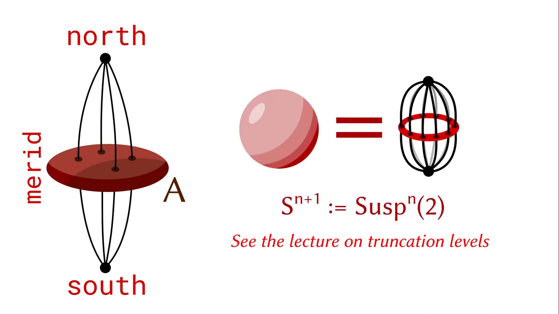The ECDA code follows the same naming convention, where each meridian comes from the north to the south. From the Earth's analogy, you can see that a sphere is a suspension of the circle as the equator. The n-sphere can be defined as the iterated suspension of the Boolean type. Please see the lecture video on truncation levels for more intuition on this.